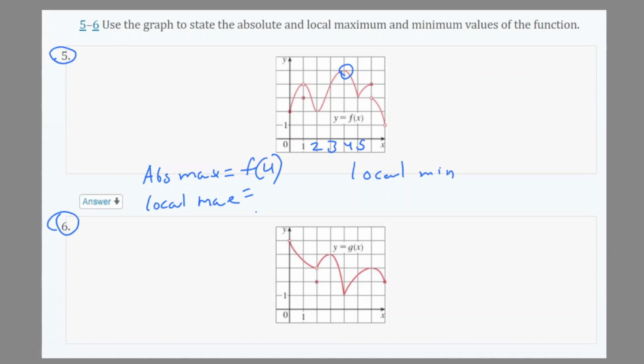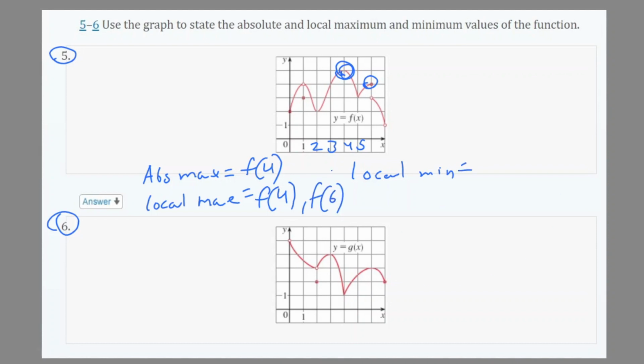Now let's take a look at the local maximums. So for local maximums, we're also going to have f of 4 and f of 6. The reason why they're both local maximums is because they're inside the interval, but if the maximum were at the edge of the interval rather, it cannot register as a local maximum. So for local maximums, we're going to have f of 4 and f of 6.